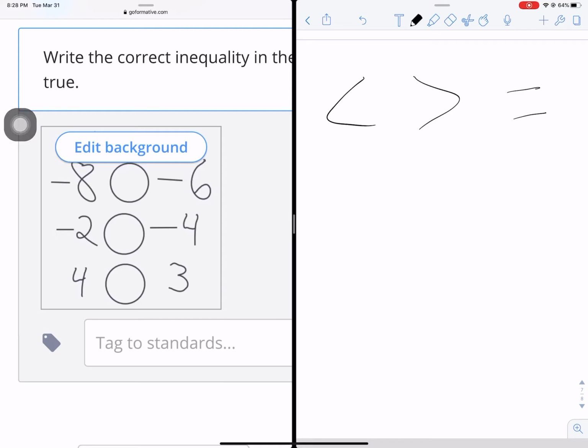-8 and -6. Which one's bigger? Which one's smaller? How do you put the right sign in? They're definitely not equal. -8 is less than -6. That's tricky because 8 is typically bigger than 6, but this is a negative, and so it's less than that. So just be careful. You double check that.